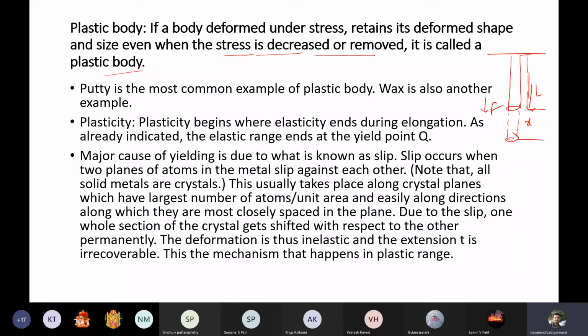What happens if I remove the force or stress? What is stress? Stress is equal to force per unit area. This is the cross-section area, force per unit area. If I remove the stress, or make force equal to 0 or stress equal to 0, it should go back to its original state, but it's not going back to its original shape. That type of material, as I told you, is a plastic material.